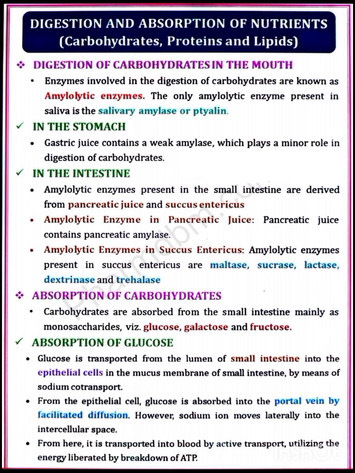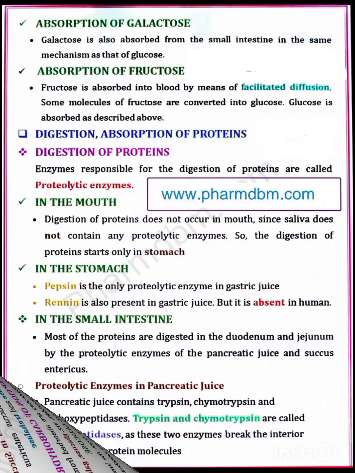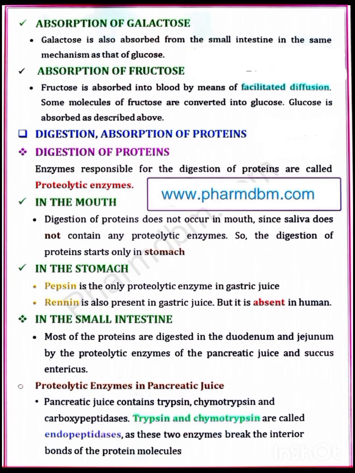However, the sodium ion moves laterally into the intercellular space. From here, it is transported into the blood by active transport utilizing the energy liberated by the breakdown of adenosine triphosphate (ATP). Absorption of galactose. Galactose is absorbed from the small intestine by the same mechanism as glucose. Absorption of fructose. Fructose is absorbed into the blood by means of facilitated diffusion. Some molecules of fructose are converted into glucose, which is absorbed as described above.